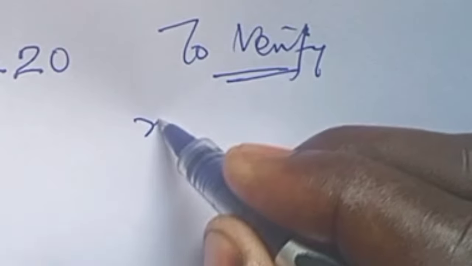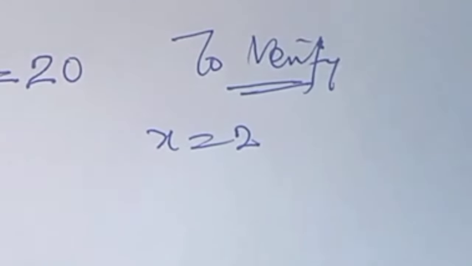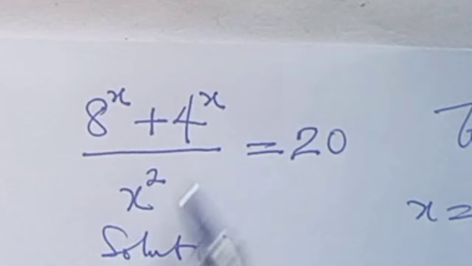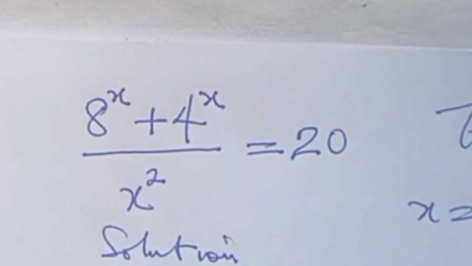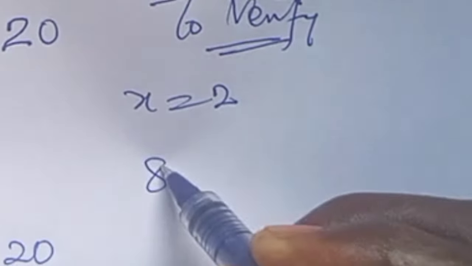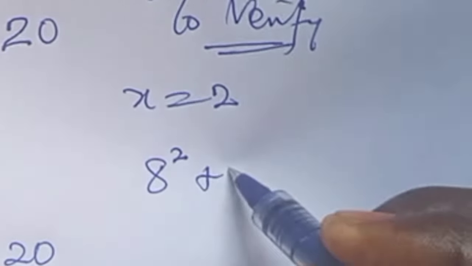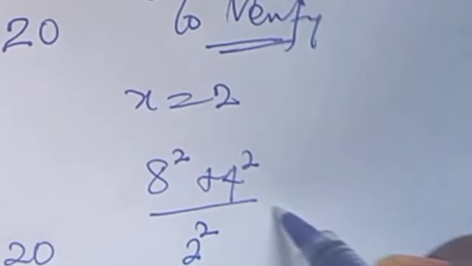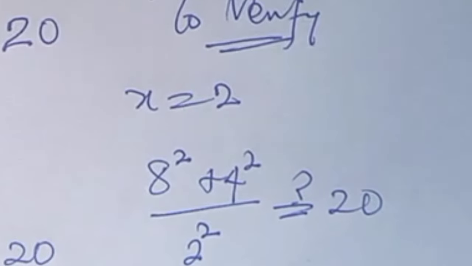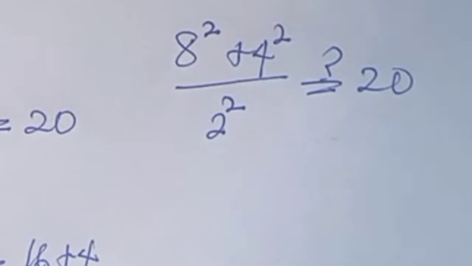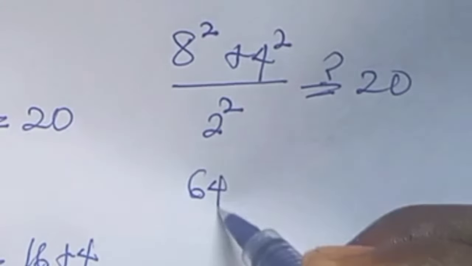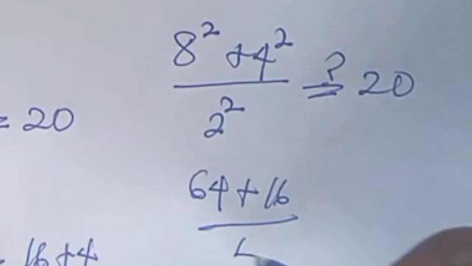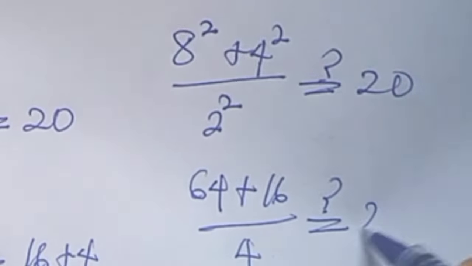To verify if x actually is 2, from the original equation, 8 to the power of x plus 4 to the power of x over x to the power of 2 equals 20, we can have 8 to the power of 2 plus 4 to the power of 2, all over 2 to the power of 2. Can this be equal to 20? 8 to the power of 2 is 64, plus 4 to the power of 2, which is 16, and 2 to the power of 2, which is 4. We want to verify if this will give us 20.